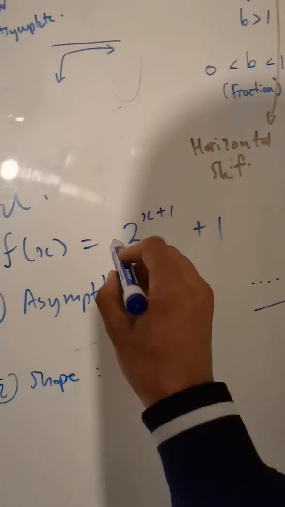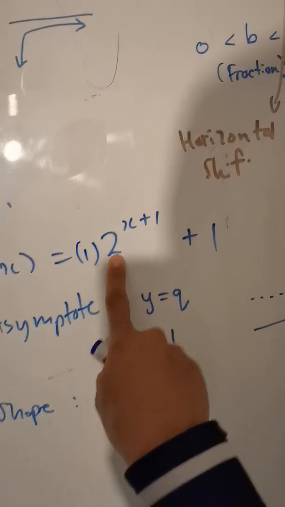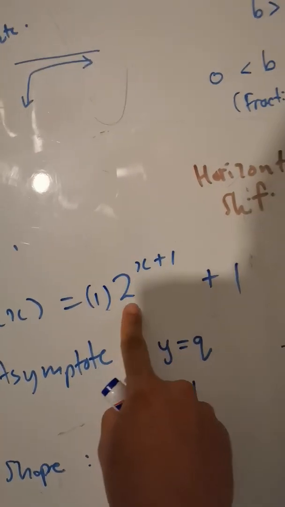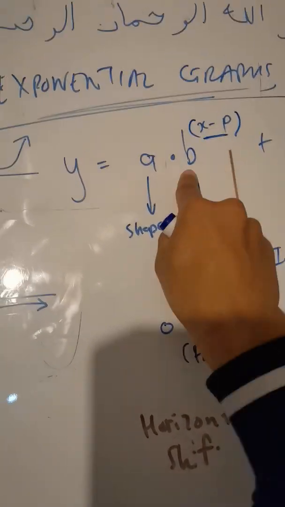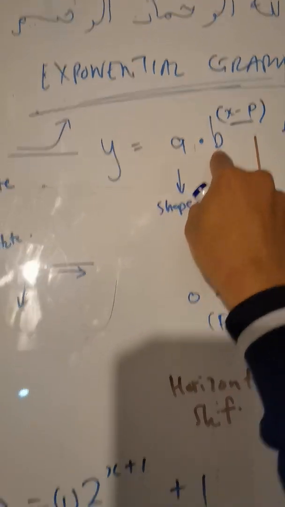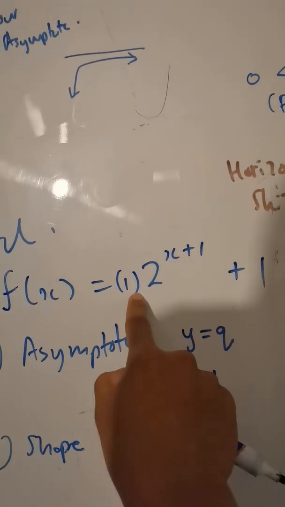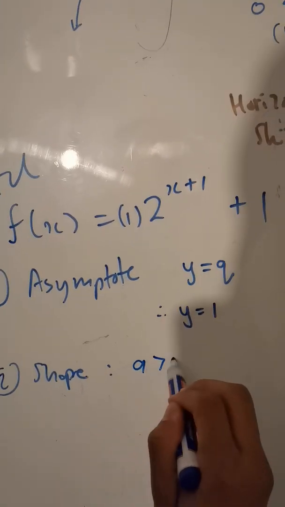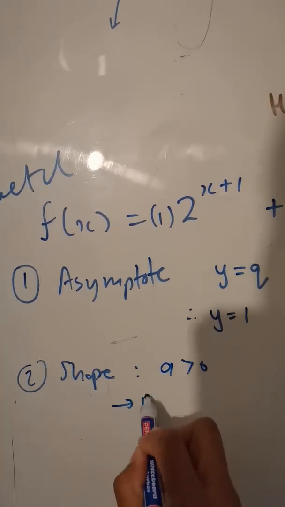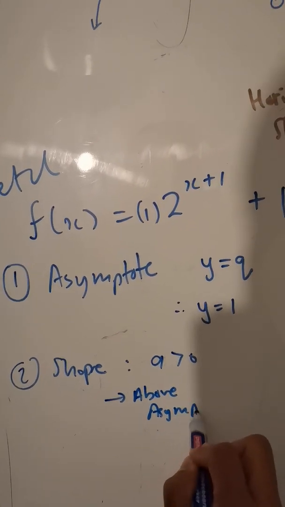Now number 2 is the shape of the graph. For the shape, you look at the a value. The a value is 1, if there's nothing, just the b value, right? The b value is always the base of the exponent. The a value is before the b, so that a value is actually 1. If there's no number, it means that there's a 1, and that 1 is positive, is more than 0. So a is more than 0, therefore we know that the graph lies above the asymptote.